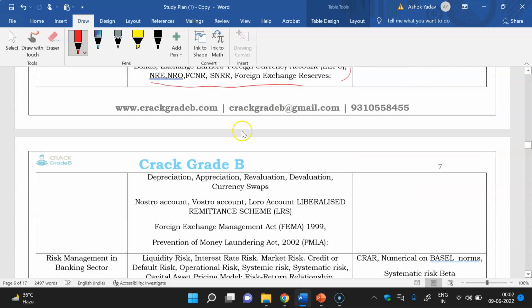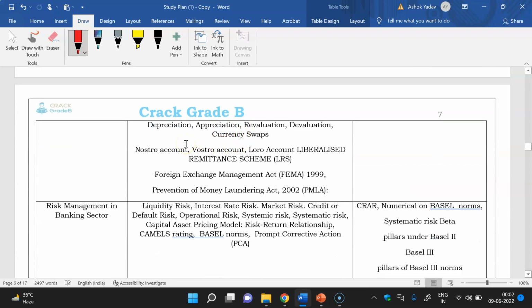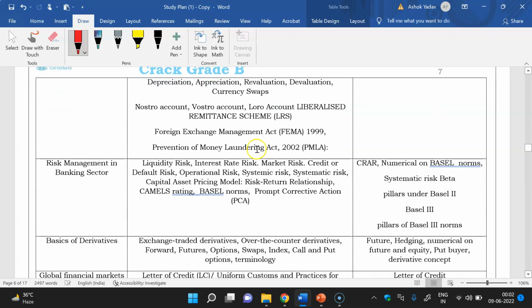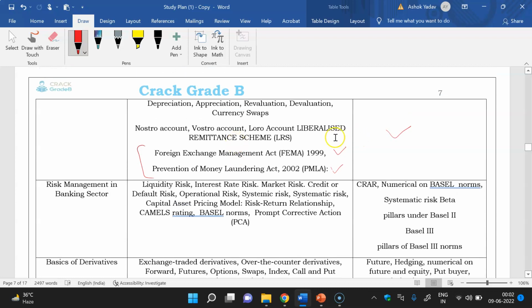In forex they can ask things like depreciation, appreciation, revaluation, devaluation of the rupee or Indian currency, swaps. They can ask different types of accounts, FEMA highlights. Basic things you must know. If it is in the news they can ask one question, and even if you want to skip you can skip, but I will advise you to study the basic idea. The Liberalized Remittance Scheme limit was enhanced by RBI, so it is very important. It has been asked many times in various banking exams.